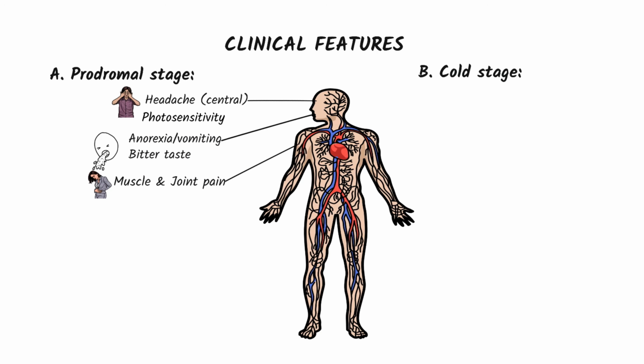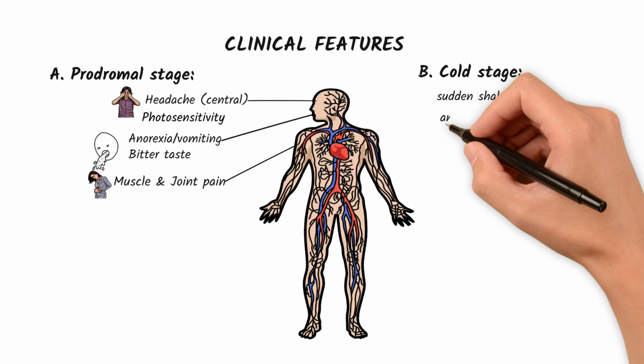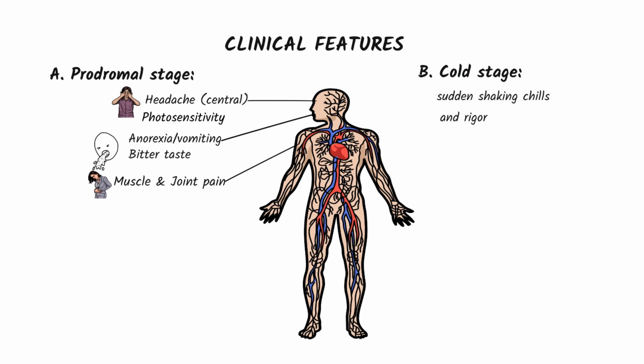Cold stage, abrupt onset of chills and rigor. As the body's temperature rapidly rises, it triggers an intense systemic reaction. The patient experiences sudden, violent shaking chills and rigor, extreme paleness of the skin due to vasoconstriction, and cyanosis, a bluish discoloration, especially of the lips and nail beds, due to poor circulation.